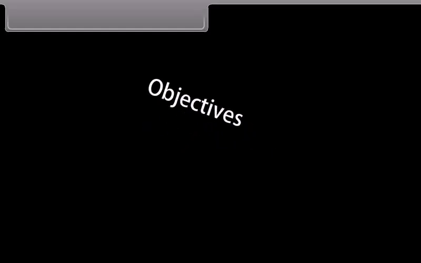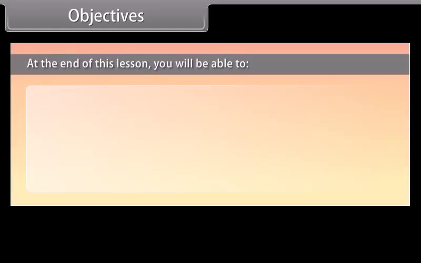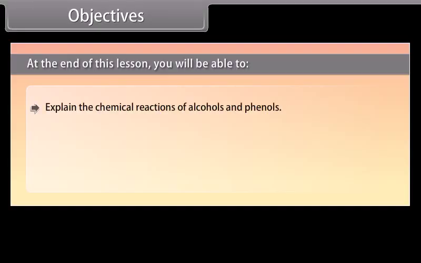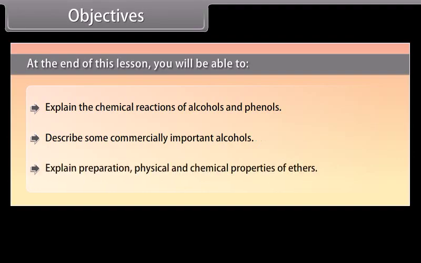Objectives. At the end of this lesson, you will be able to explain the chemical reactions of alcohols and phenols, describe some commercially important alcohols, explain preparation, physical and chemical properties of ethers.